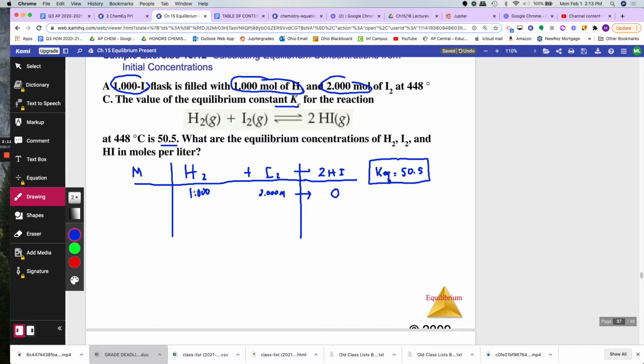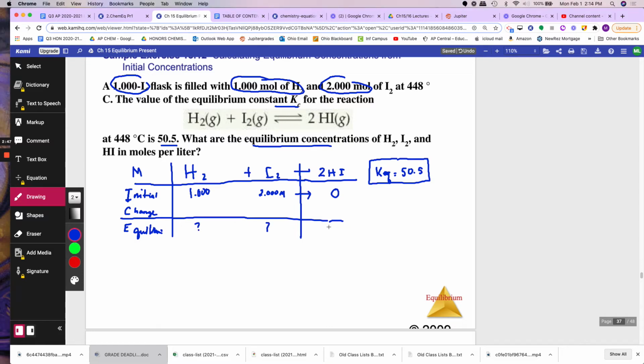Okay, so these numbers right here are what you have initially. So that's initial, and that is the I, it starts with an I. Okay, and then the C is the change. How much will you use, how much will you make of the products? And then the E is at equilibrium, when the reaction is all done, or in the end. Okay, so the question is, what are the equilibrium concentrations of H2, I2 and HI? So what is this number, and this number when the reaction is all done? What is the ratio of products to reactants?